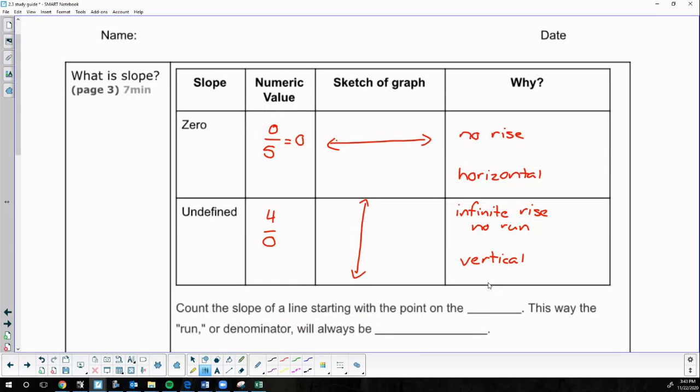You want to try and write those down in your notes. Pause the video and go back if you need to. Fill in the study guide if you have it. If not, a piece of paper. But understanding the difference between positive, negative, zero, and undefined slope is important to know for this lesson.